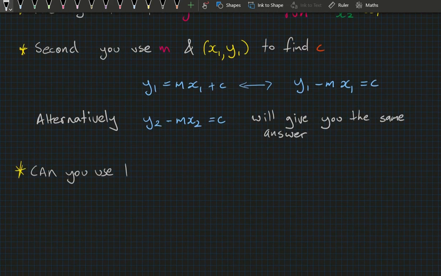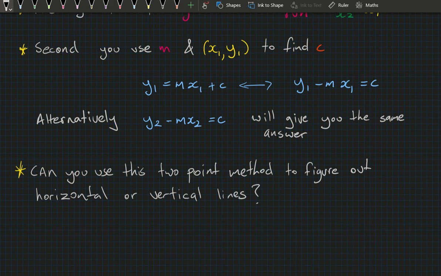I've got a question that some of you might want to ponder. Can you use this 2-point method to figure out horizontal or vertical lines? If you can, why? If you can't, why not?